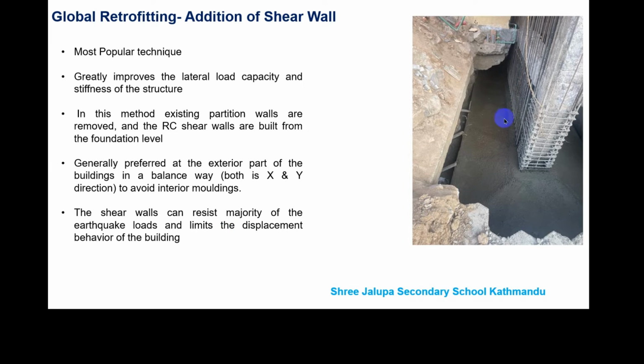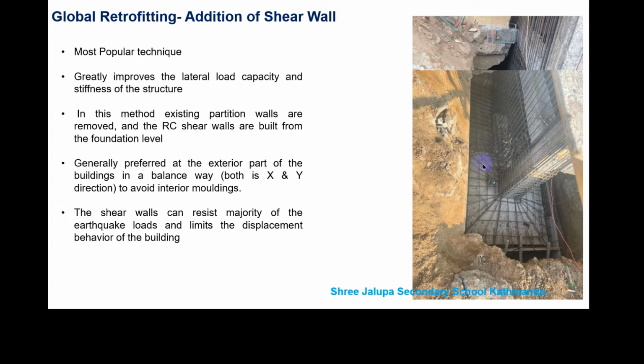This photo of the retrofitting techniques is of Sri Jalpa Secondary School, Kathmandu, where the addition of shear wall has also been done with the RC column jacketing and beam jacketing of the structure. It is a 5-story building, and it is retrofitted to comply with the current seismic code, NBC 105-2020. This is the photo after the laying of reinforcement bar for the column jacketing, shear wall, and the foundation of the column and the shear wall.